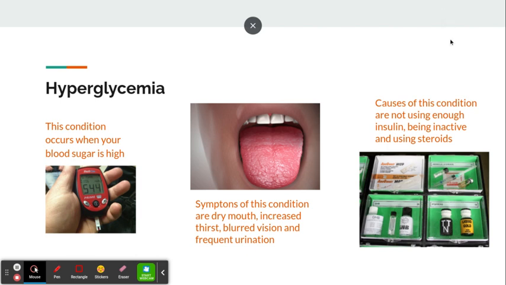Hyperglycemia. This condition occurs when your blood sugar is high, and this is an example of a high blood sugar number. Symptoms of this condition are dry mouth, increased thirst, blurred vision, and frequent urination. Causes of this condition are not using enough insulin, being inactive, and also using steroids.